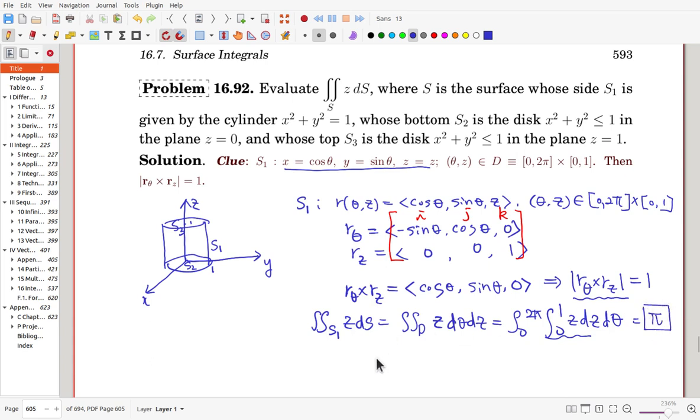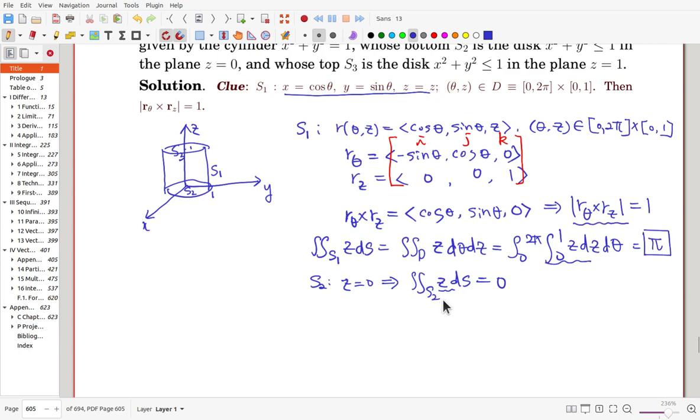Now, we'll move on to S2. On S2, the integrand is 0, since z equals 0, right? So clearly this integral must be 0. We can get it quite easily.